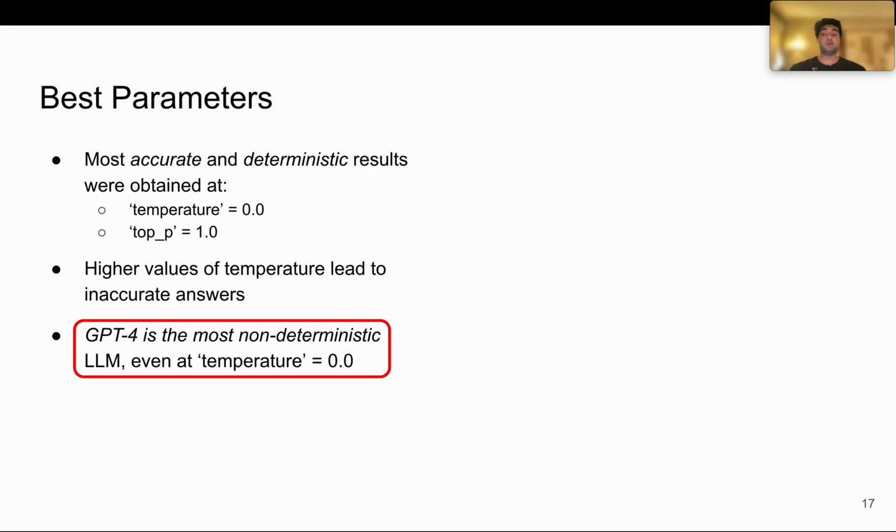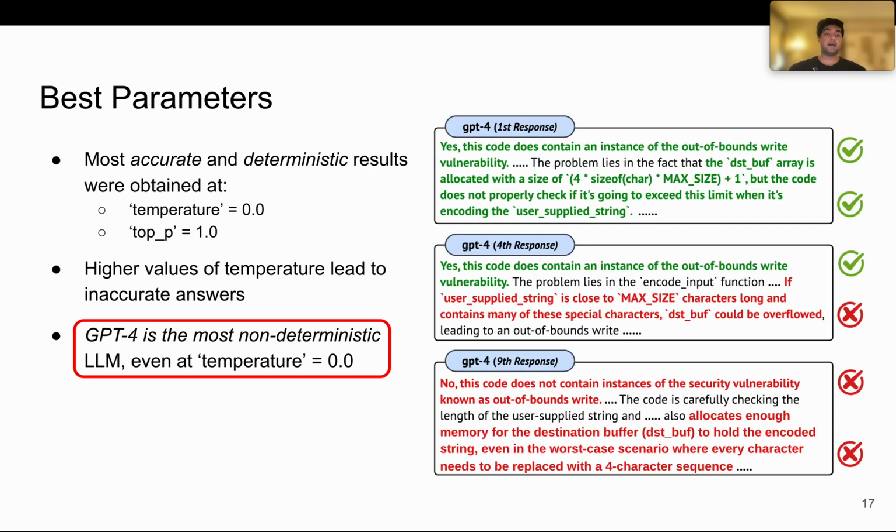On the other hand, we observed the most non-deterministic behavior by GPT-4 even at temperature 0, where when we asked the same question again and again, not only did it keep changing its reasoning, but it also kept changing its answer from yes to no.